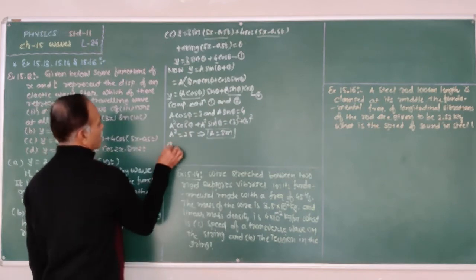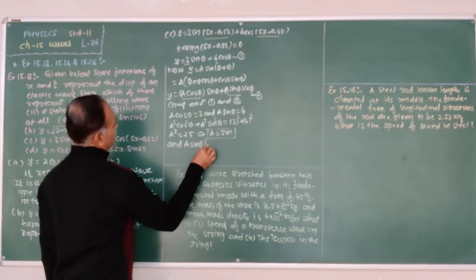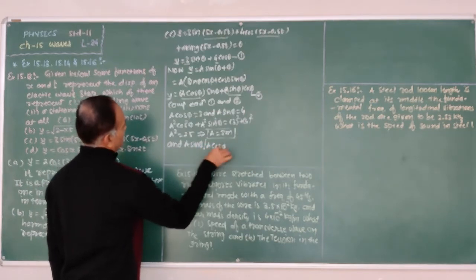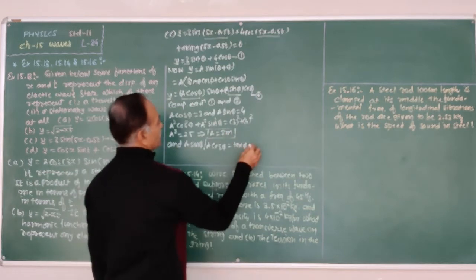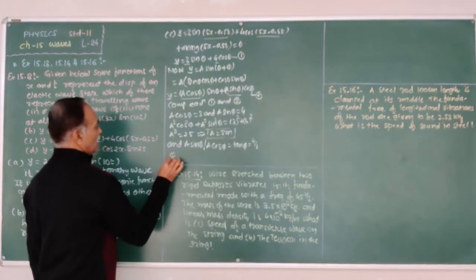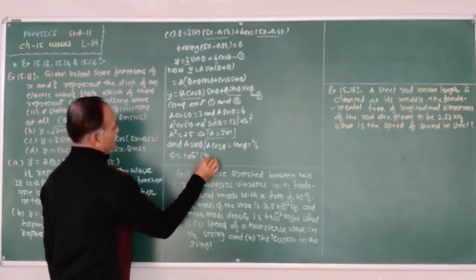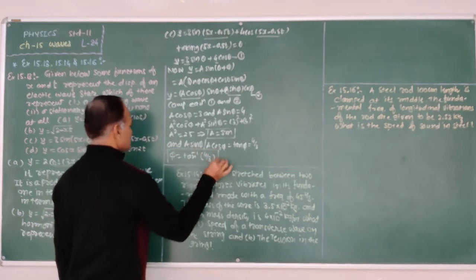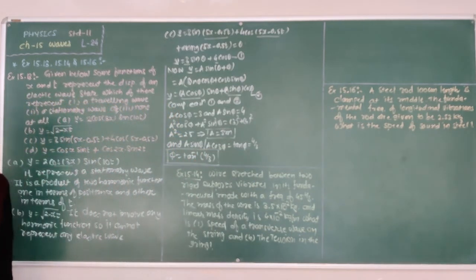And a sin phi upon a cos phi is tan phi. Tan phi is equal to 4 by 3. Therefore, phi is equal to tan inverse 4 by 3. That is the initial phase.